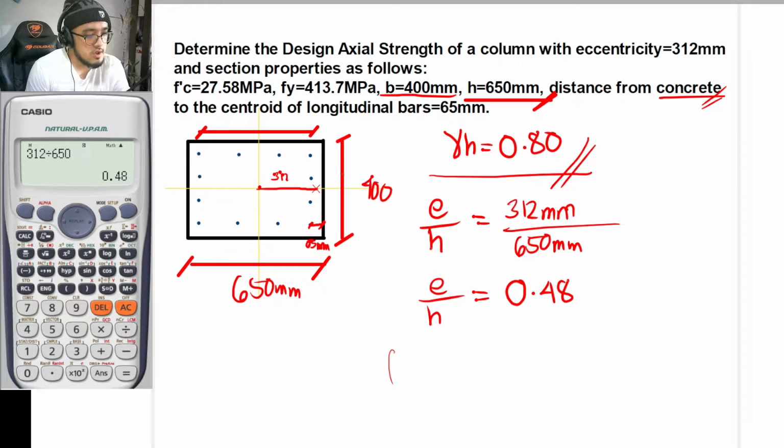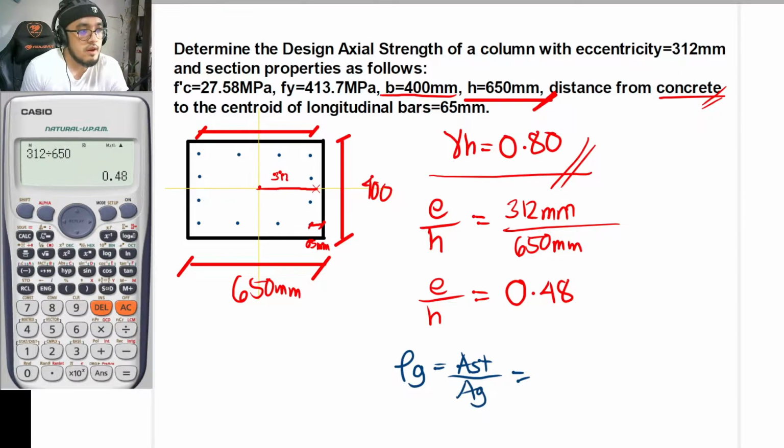So for your rho G, guys, I would just be writing in blue. For your rho G, this is basically the gross sectional steel ratio. So that is now to be equal to the area of the steel divided by the gross sectional area. So for the area of the steel, it is not shown here. I forgot to include here the diameter of the rebars.